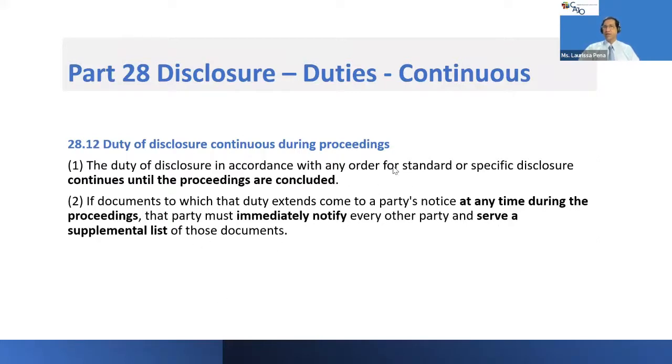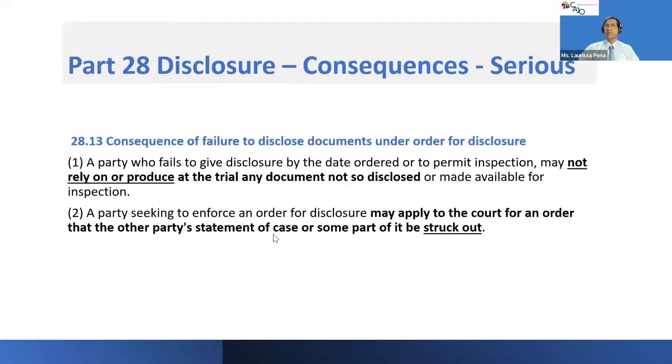But I'm going to come to another rule, which I think raises some concerns. You have a continuous duty, and once you get a document that is directly relevant, you must immediately notify everyone at the court and serve a supplemental list. What are the consequences? If you do not give disclosure on a date ordered, you may not rely on or produce at the trial the document not disclosed. So you can't use it.